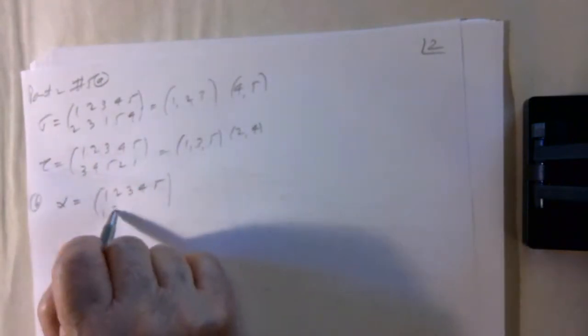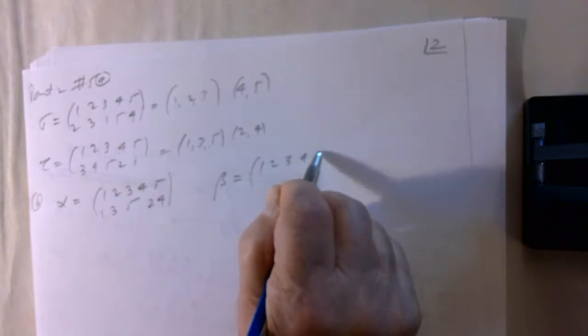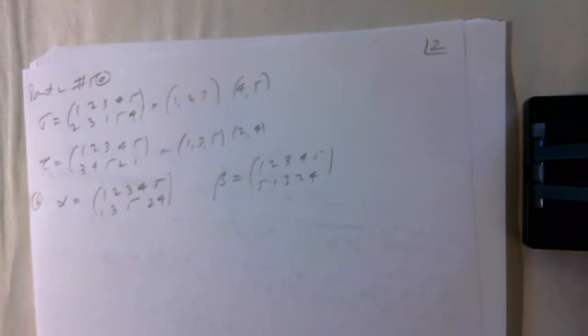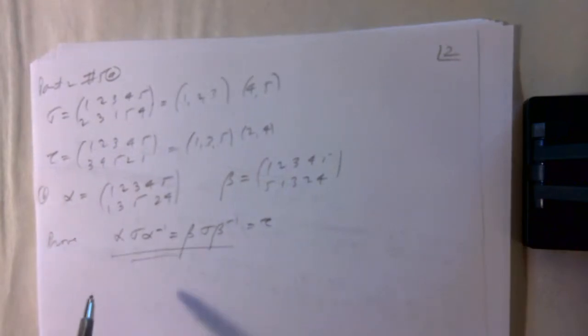alpha is the permutation 1, 2, 3, 4, 5 goes to 1, 3, 5, 2, 4, and beta is the permutation 5, 1, 3, 2, 4. And we want to prove that alpha sigma alpha inverse turns out to be the same permutation as beta sigma beta inverse. You know, this is what you want to prove.